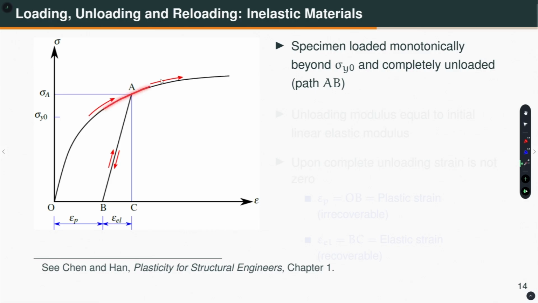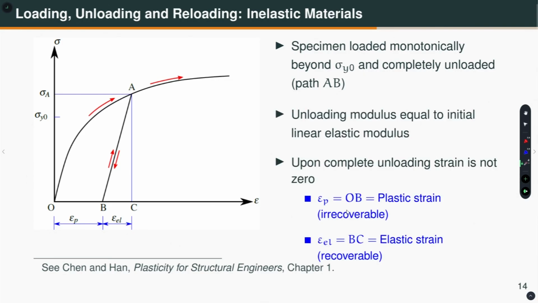So, if I have taken it beyond and I have come to this point A, and now if I unload, as I was saying, I will unload elastically with the slope that is the initial elastic modulus, and if I reload, I will go like that. This is my plastic strain and this is my elastic strain which I have been able to recover. So, the total is equal to epsilon P plus epsilon elastic. Whatever I stated is written here, OB is plastic strain and this is the elastic strain.